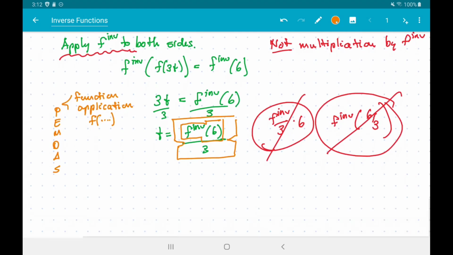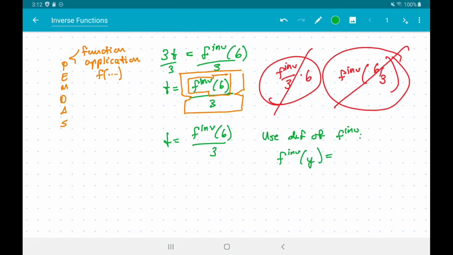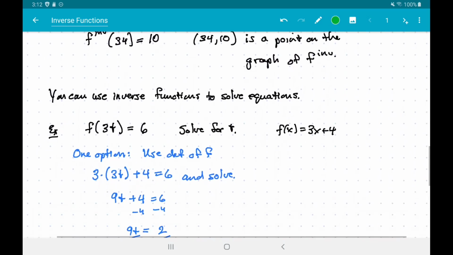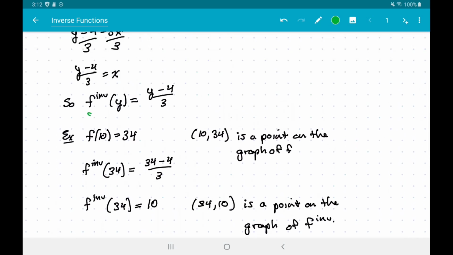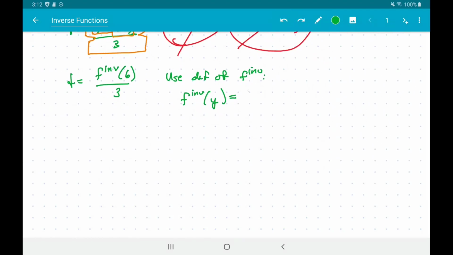So what this means is that when we look at t equal to f inverse of 6 divided by 3, we should use the definition of f inverse. Okay, well, f inverse of y, I'll get it from a few screens up. There it is. So there's the definition of f inverse: y minus 4, all over 3.